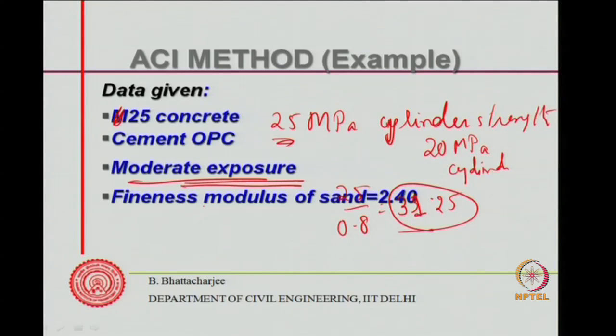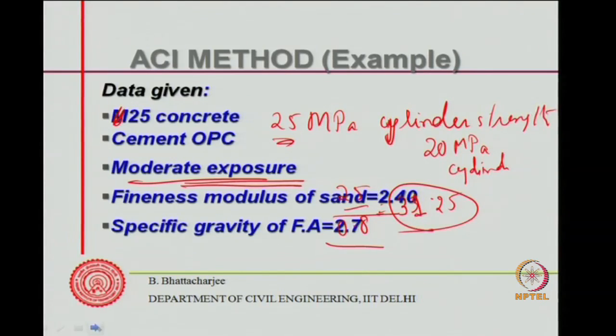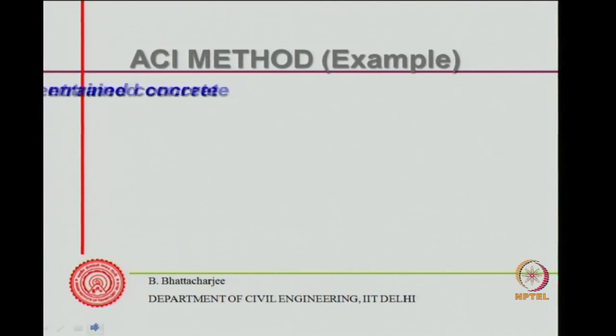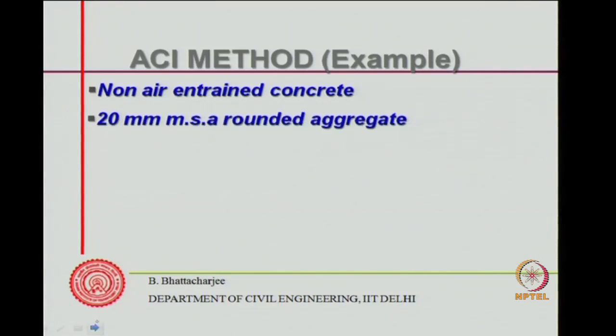Now, if we are adopting the Indian situation, you can take the water cement ratio permissible by the Indian code only, and the fineness modulus of the sand is taken as 2.40, which is required in this case, and the specific gravity of fine aggregate is 2.7. Slump is the same as before, 80 mm. Non-air entrained concrete we are using, because again we are only looking at the Indian scenario, and we have chosen 20 mm MSA rounded aggregate as we have done before.